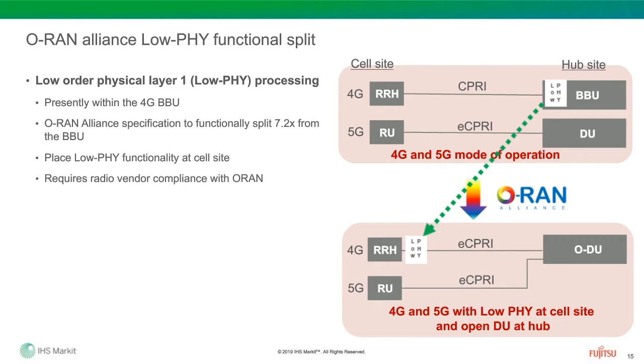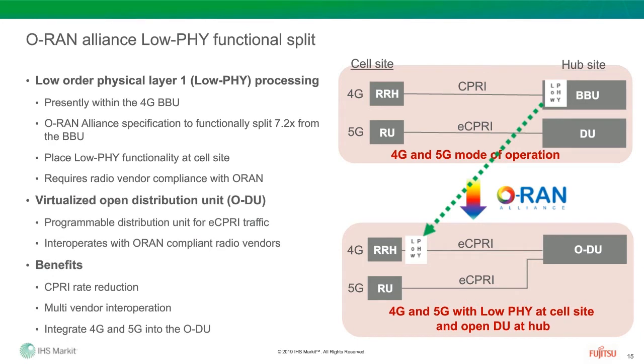Implementation of Lo-Fi to the 4G remote radio head, or RRH, will require the radio vendor to open up the format of their IQ data within the CPRI frame. Once the CPRI is translated to eCPRI, the service channel connects directly to the 5G virtualized OpenDU at the hub location, collapsing the 2 networks into one. Finally, with this openness and remotely deployed technology, the service provider will have the flexibility of multi-vendor interoperation.